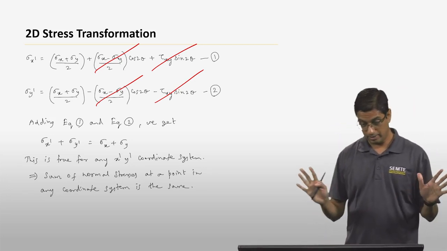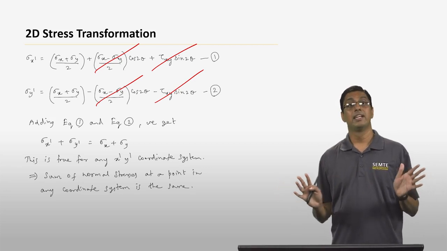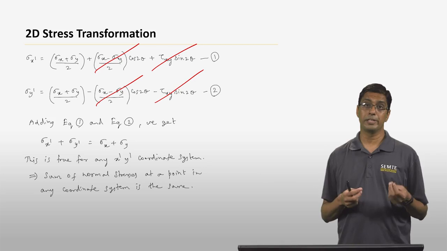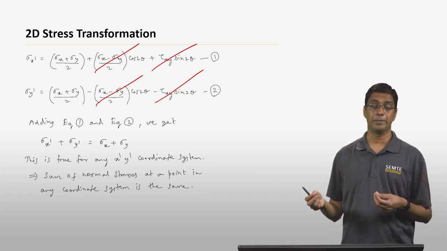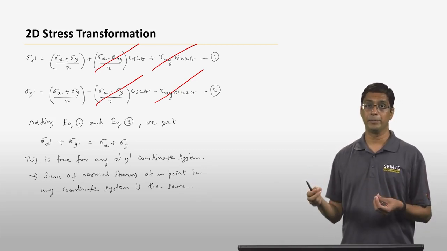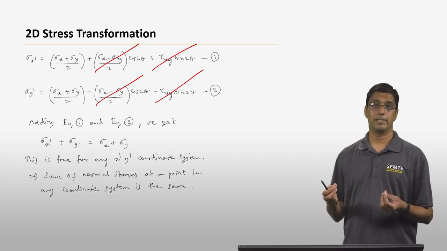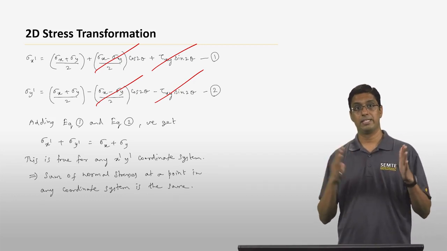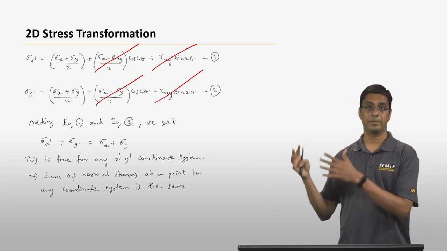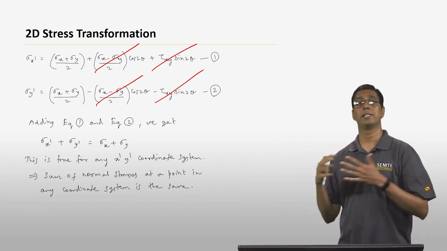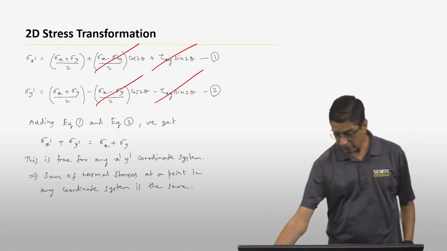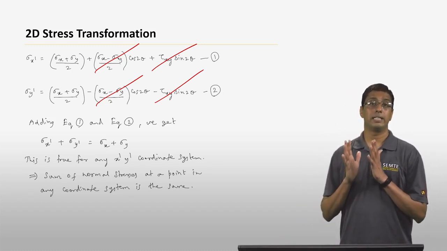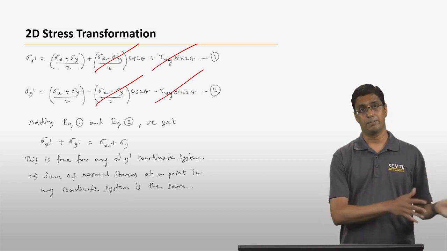Okay, so another point is that if sigma x plus sigma y is a constant, then it should also be equal to sigma p1 plus sigma p2, because sigma p1 and sigma p2 are essentially the normal stresses in the principal coordinates. Okay, so you can think of sigma x plus sigma y equal to sigma x prime plus sigma y prime equal to sigma p1 plus sigma p2. Okay, so this is something that is related to the stress transformation equations and the principal stresses.